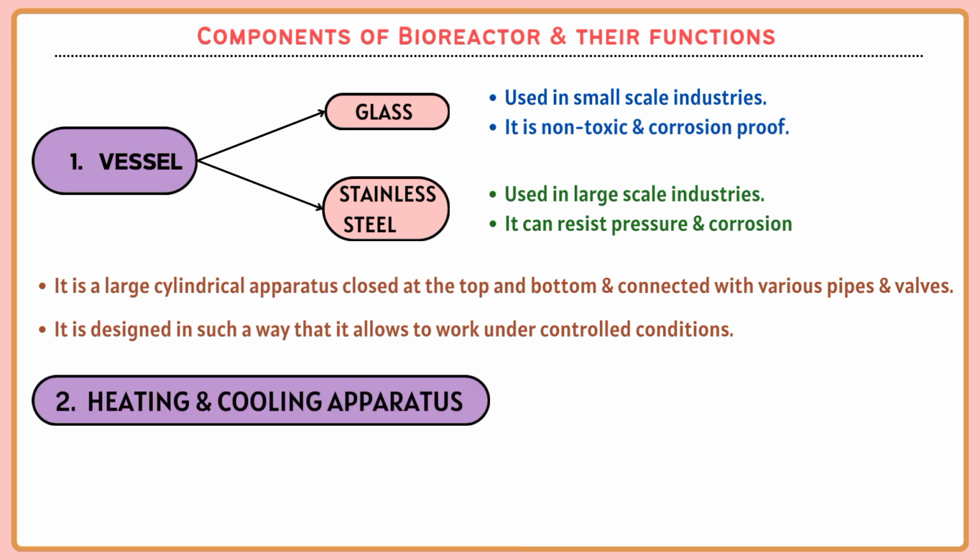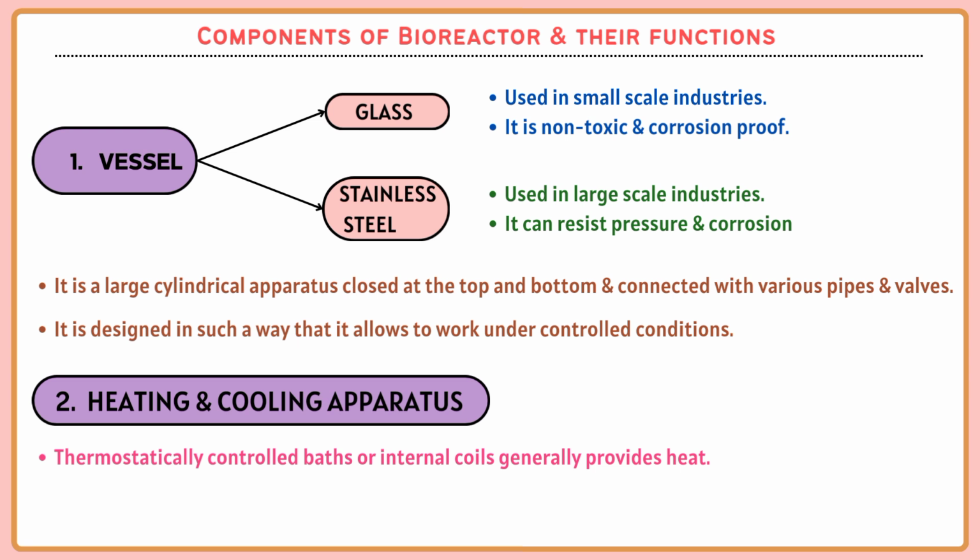Second, heating and cooling apparatus. Thermostatically controlled baths or internal coils generally provide heat. Silicone jackets are used to remove excess heat. So in the heating and cooling apparatus, we use silicone jackets.